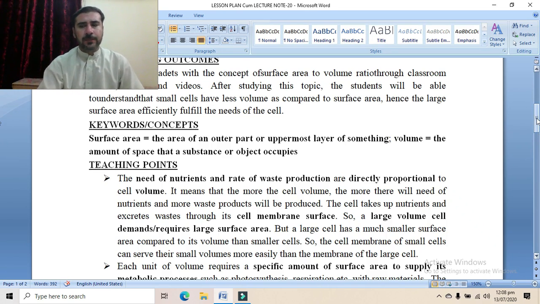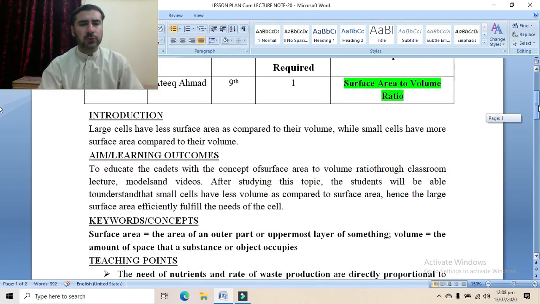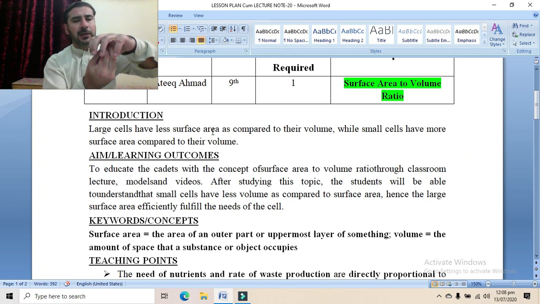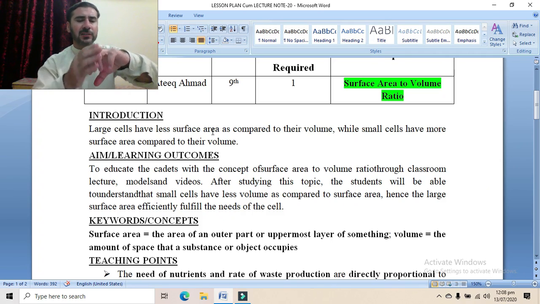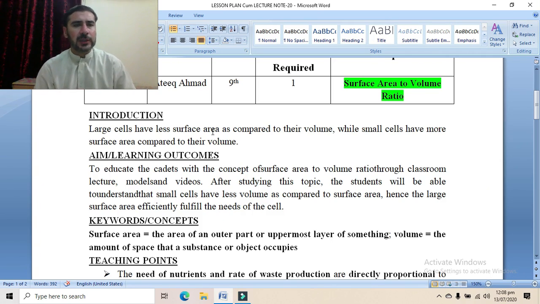So, back to the point, usually large cells have less surface area, because when the cells grow in size, they have less surface area compared to the volume, which is more. The internal volume is much more, but the surface area becomes less. So usually large cells have less surface area as compared to the volume, but small cells have more surface area as compared to their volume.